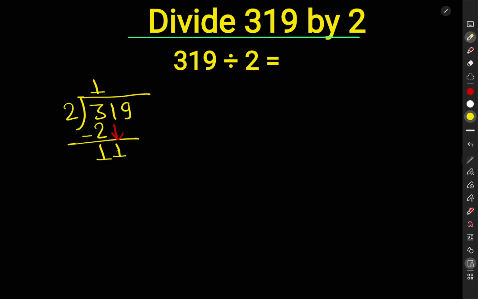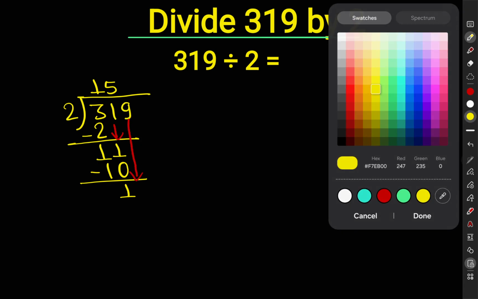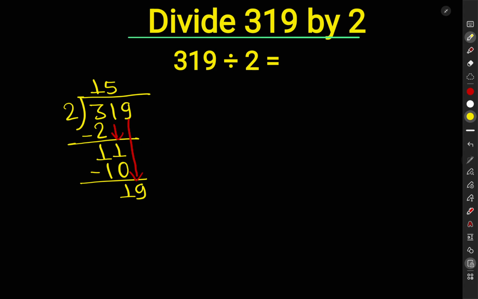So it became 11 and 2 times 5 means 10. On subtracting we get 1. So again this 1 is less than 2. So we put down the number beside this 9. So it became 19 and 2 times 9 means 18.